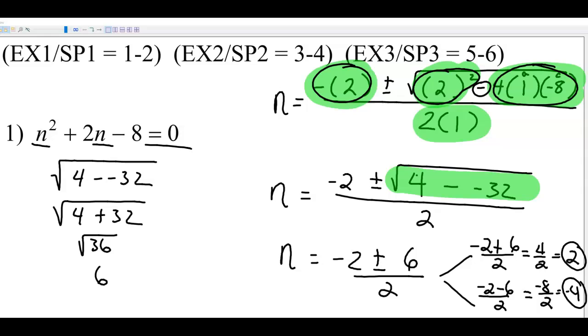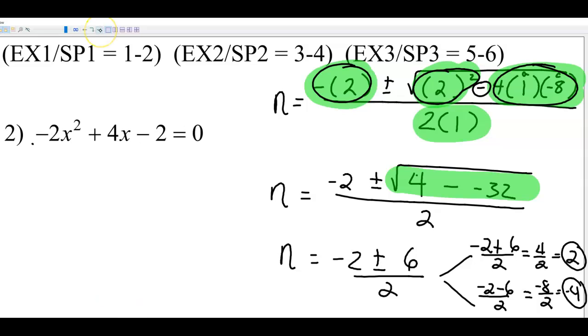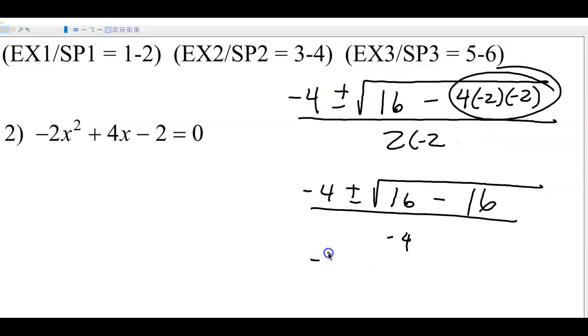Okay? So I'm going to give you guys a student practice. Here's one for you. Go ahead and solve that problem. I'll give you a minute. Maybe a few minutes. All right, guys, so I'm going to go ahead and wrap this one up.